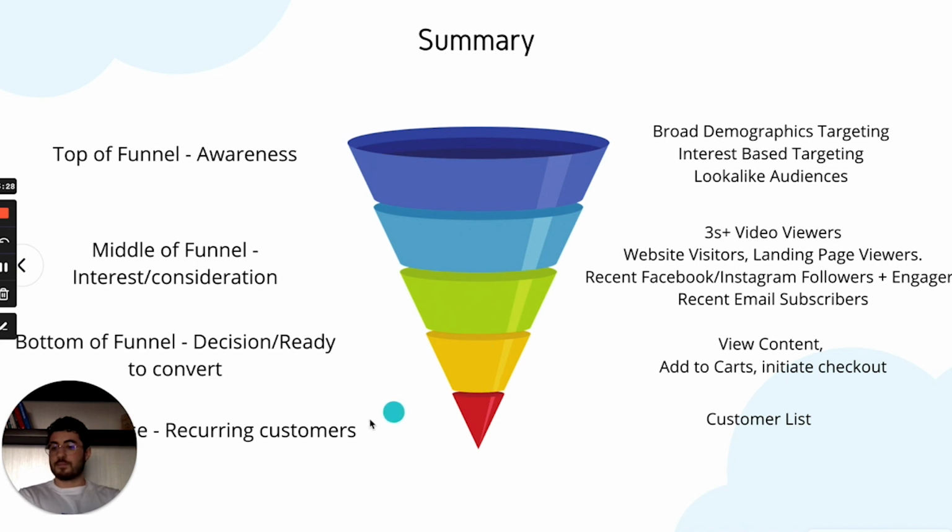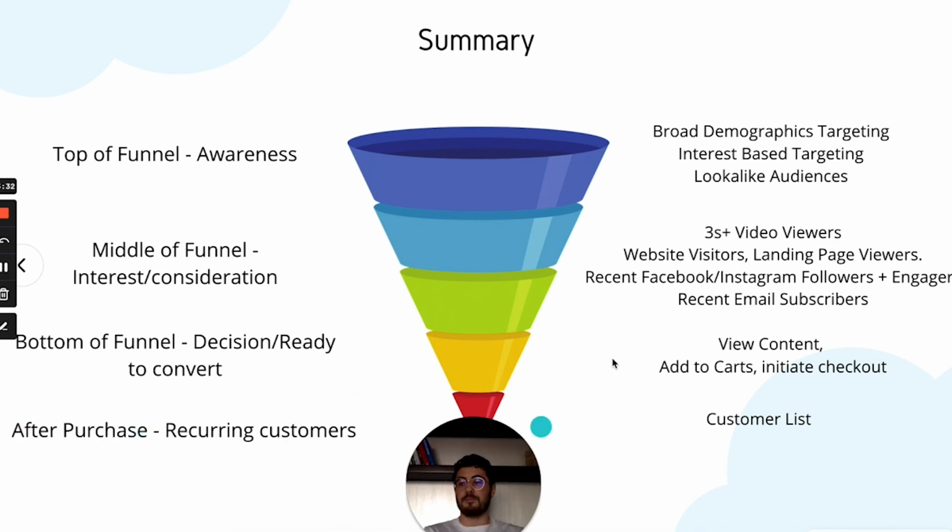So this has been a bit of a long video. Just to summarize right here, again, the different stages of the funnel are top of funnel, awareness; middle of funnel, interest and consideration; bottom of funnel, decision, ready to convert; and then we have the after purchase or the recurring customers. For each step of that funnel, for the top of funnel, we have broad demographics targeting, interest-based targeting, as well as lookalike audiences. For the middle of the funnel, we have a lot of choices to choose from when it comes to audience targeting.